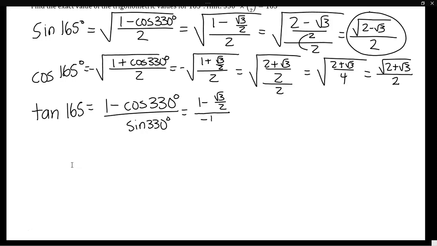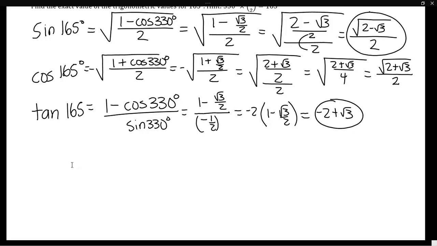negative 1/2. So really we're multiplying by negative 2. So negative 2 times 1 minus the square root of 3 divided by 2. If we distribute, that is negative 2 plus the square root of 3. And that is a negative value, and tangent should be negative in quadrant 2. So that is how we use the half angle formulas.